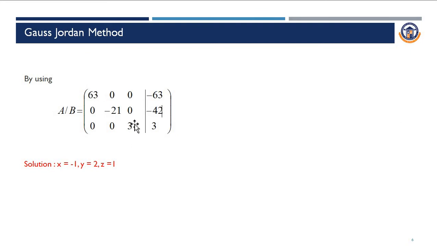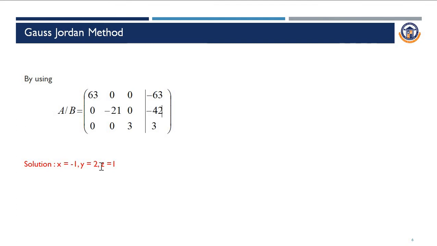So now you see it is a diagonal matrix. Why am I saying it is a diagonal matrix? All the entries in the diagonal are non-zero, remaining entries are zeros. So directly I can get the value of all the variables because I can equate 63x equal to minus 63, therefore x becomes minus 1. Minus 21y equal to minus 42, so y becomes 2. 3z equal to 3, therefore z equal to 1. The same values which you got from Gauss elimination.